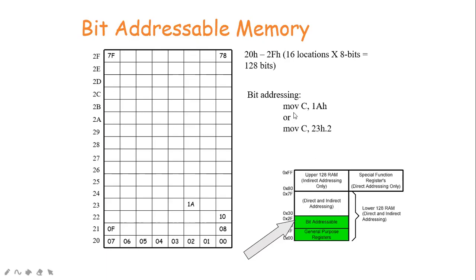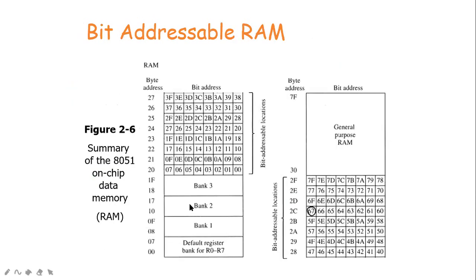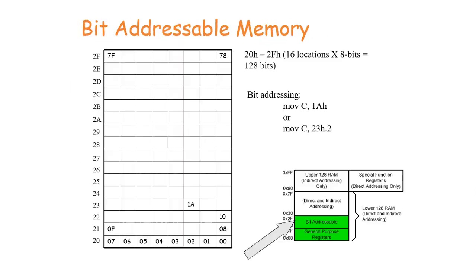Suppose here I consider MOV C, 1AH or MOV C, 23H.2. That means whatever may be the data in 23.2, this is from 00 to 07. The 23 memory location is this one, and here the second bit, whatever may be in this, is moved into the C bit, that is the carry bit. This is about bit addressable memory.